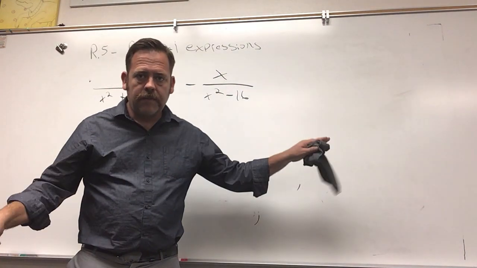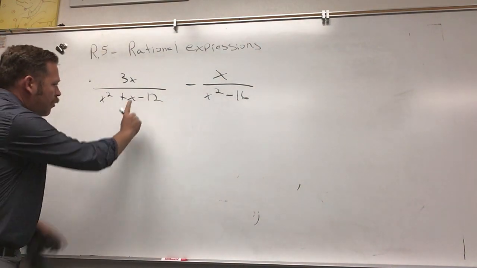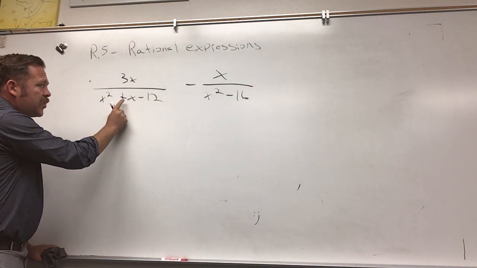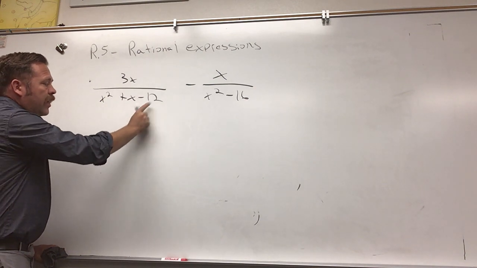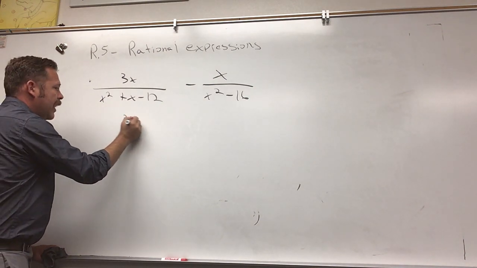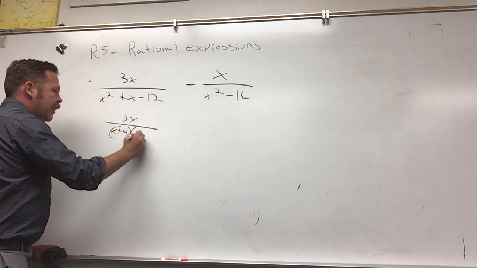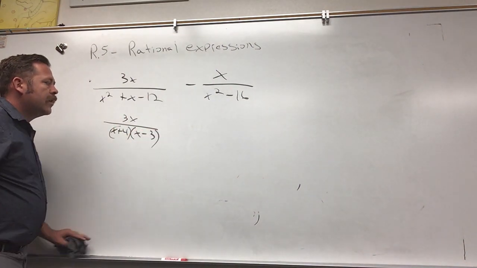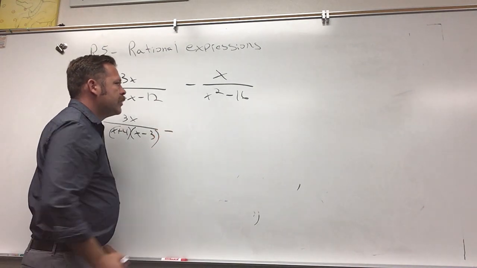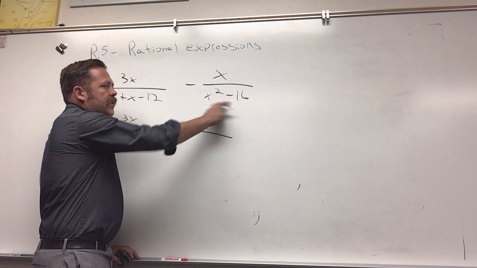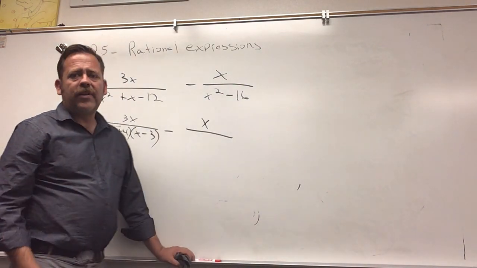That's magic numbers. What multiplies to negative 12 and adds to 1? I believe that's positive 4 and negative 3. So we get 3x, and on the bottom, I have x plus 4 and x minus 3. And then minus, let's see here, I have x, and look at this is difference of squares. That's an easy type of factoring, right?